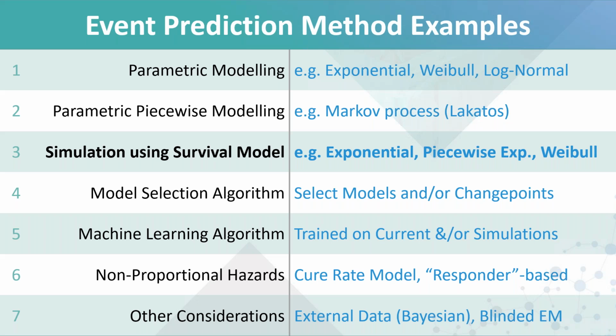And I said there are other considerations. So for example, if you have access to external data, you could use some kind of Bayesian borrowing to try and improve your projection model, try to improve your estimates of the, say, exponential or Weibull parameters. And for the case of blinded data, in theory, one could use expectation maximization or EM algorithms to try and create effectively your best guess of what the unblinded groups would be based on the blinded data and based on some assumptions, perhaps, for example, a fixed hazard ratio.